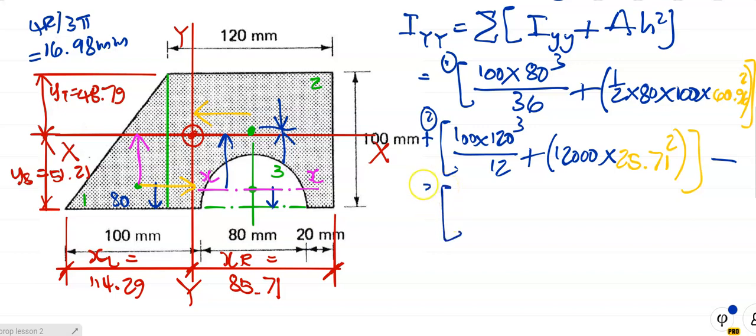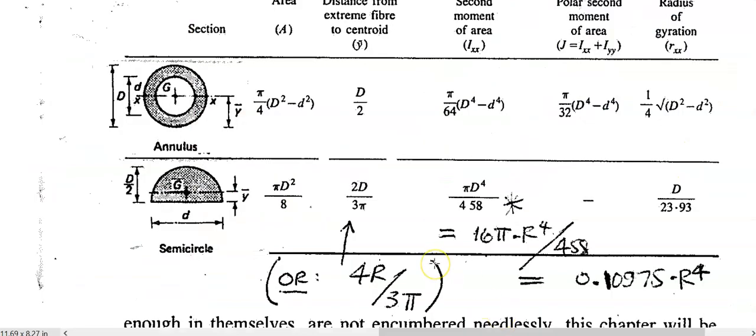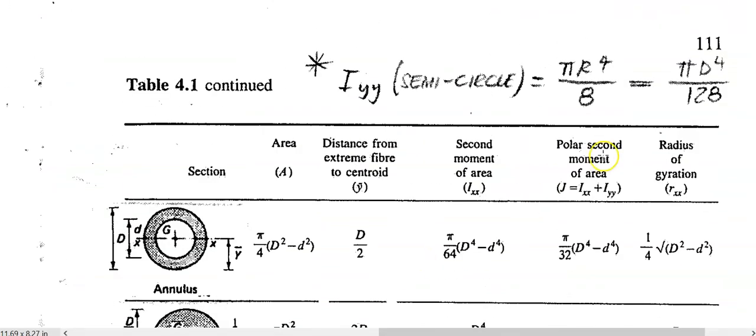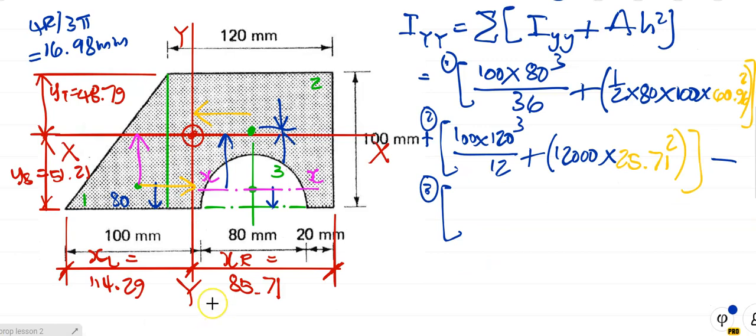And I'm busy with element number 3. Right. IYY for the semicircle. Very important. I'm going to my table. Now this table doesn't have it. I put it in there. IYY for a semicircle is pi d to the 4th over 128. Okay? You'll have to remember this formula, people. I'm not going to give it to you. You'll have to remember them. So IYY for a semicircle is pi d to the 4th over 128.